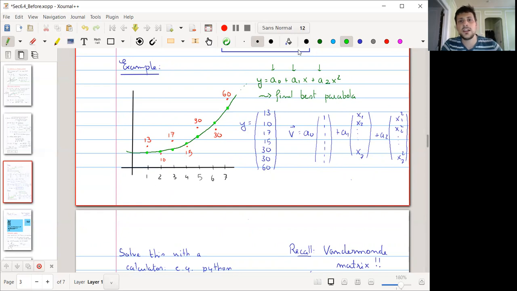So for every coordinate xi down here, the corresponding entry of V will be A0 plus A1 xi plus A2 xi squared. In other words, you can write V as it's written here: A0 times a vector of ones, A1 times a vector of variables, and A2 times a vector of variables squared.